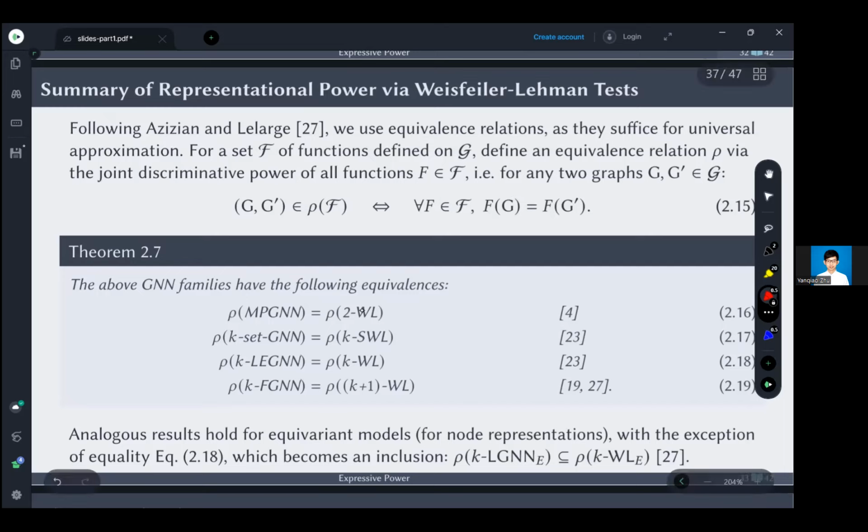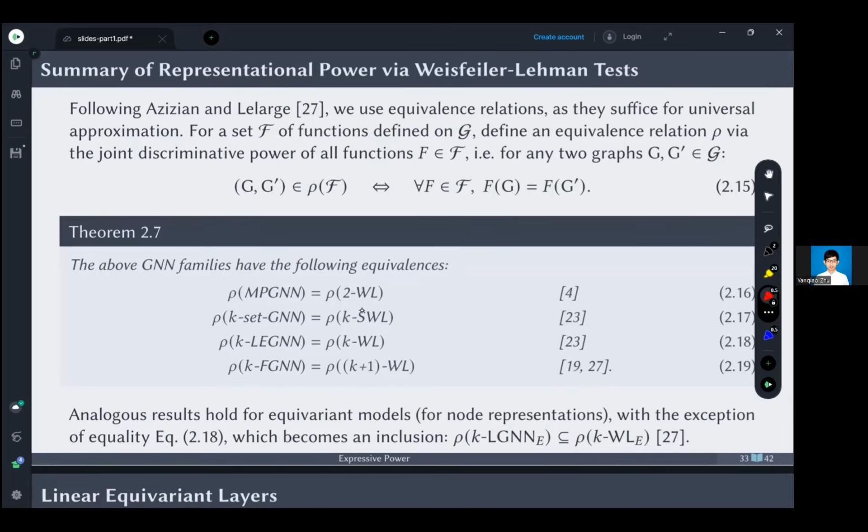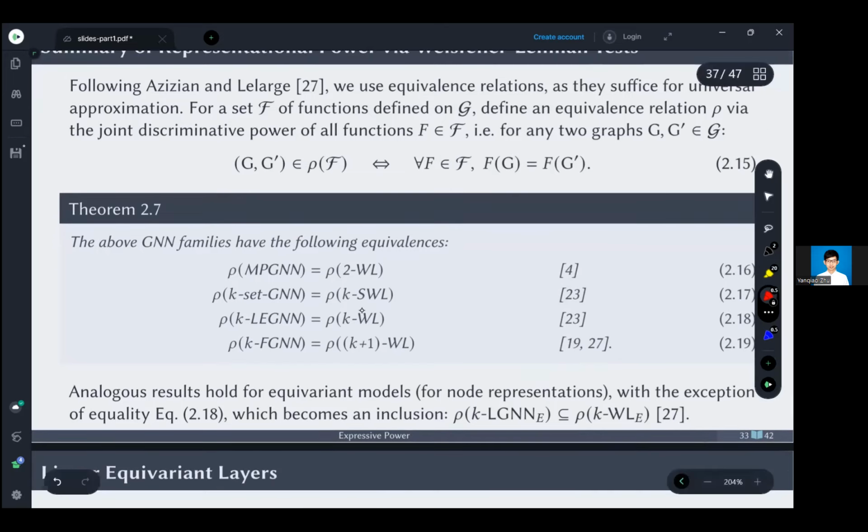And the aforementioned GNN families will have the following equivalences. The general message passing graph neural network model is equivalent to the one-dimensional or two-dimensional Weisfeiler-Lehman test, and the k-set GNN is equivalent to the k-set k-dimensional Weisfeiler-Lehman test. And the paper I just mentioned before is called Ring-GNN. Ring-GNN is equivalent to the k-dimensional WL test.